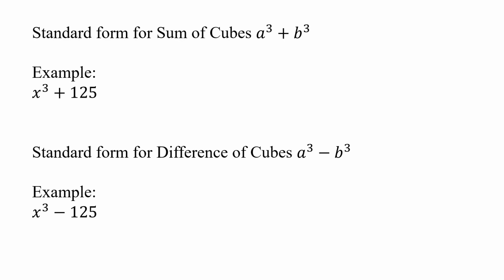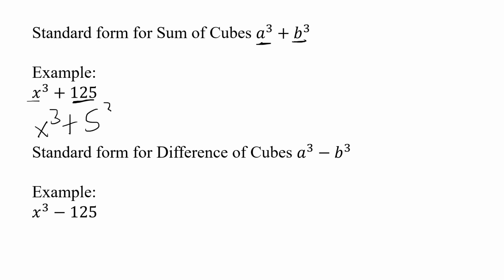Welcome back. Today we are discussing another special kind of factoring. This kind of factoring is done when we have a sum of two cubes. That means we have two terms that are cubed added together. So in this example, we have x cubed being added to 5 cubed.